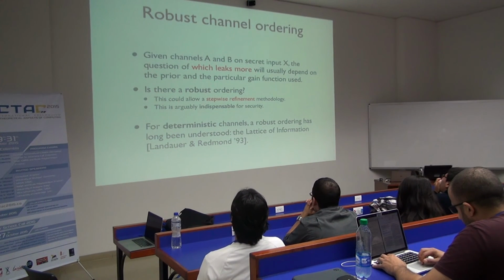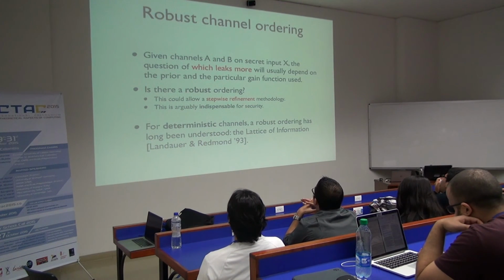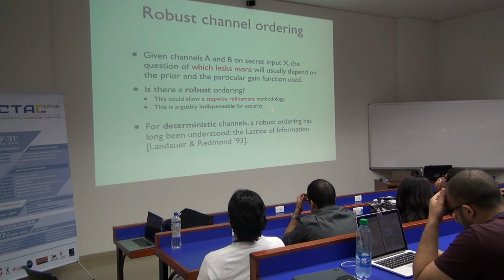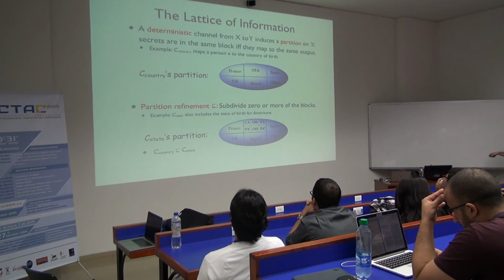and vice versa. Right? And now, the good news for deterministic channels is that there's a simple ordering that is robust and has been here for a while. It's called the lattice of information. So how does this work?